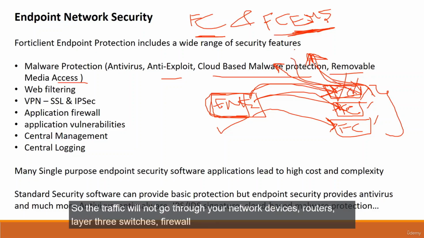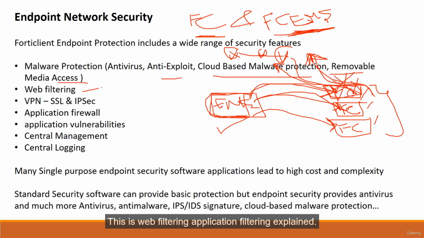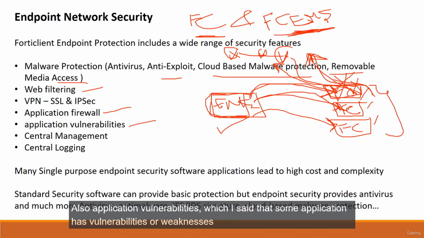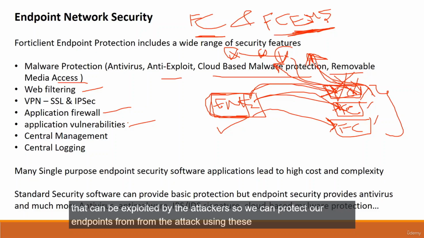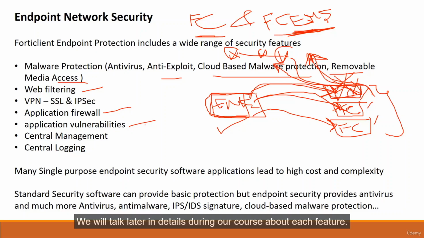So the traffic will not go through your network devices, routers, layer 3 switches, or firewall and then be blocked. No, it's blocked on the end device itself. This is web filtering, application filtering. I also explained application vulnerabilities, where some applications have vulnerabilities or weaknesses that can be exploited by attackers. So we can protect our endpoints from attacks using these vulnerabilities by patching them. We will talk later in detail during our course about each feature.